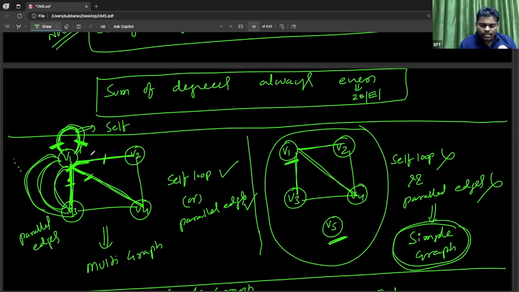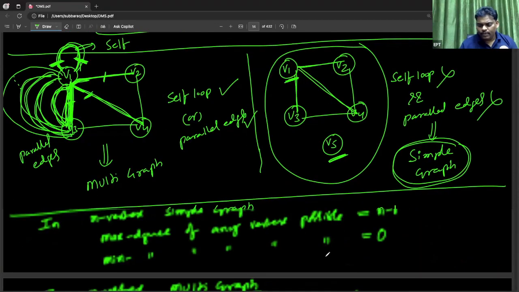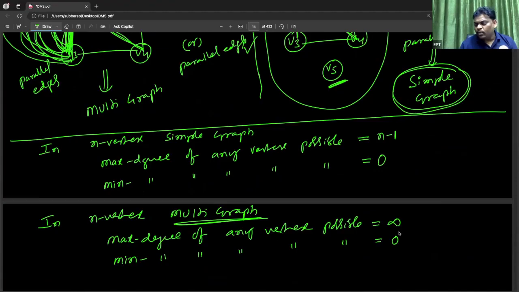Someone is saying parallel edges. See, what is the meaning of parallel edge? Between two people an edge is already there. If you keep one more edge, that is called a parallel edge. Between two people an edge is already there, you are keeping one more edge. That is called a parallel edge. So when you say one, this is a parallel edge, this is also parallel, this is also parallel. So a particular person, in the case of multigraph, can have infinite degree. So for an n vertex multigraph, maximum degree of any vertex is infinite, minimum degree of any vertex is 0.